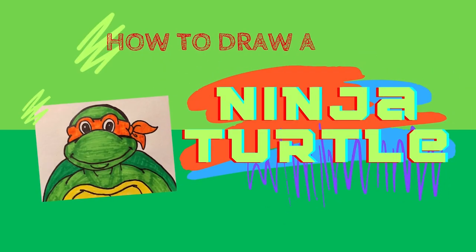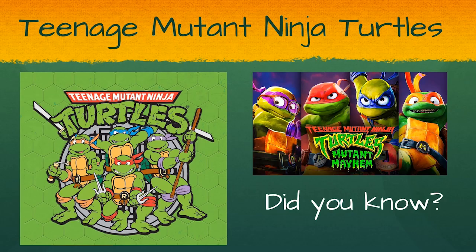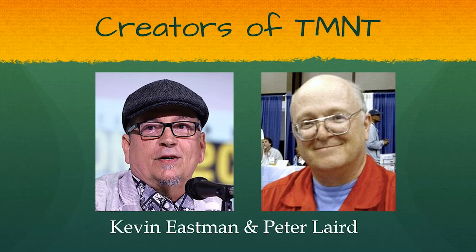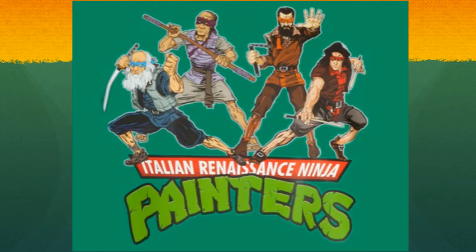Guys, today we're going to be learning how to draw a Ninja Turtle. But did you know that the Ninja Turtles were actually named after famous artists? So in the 1980s, Kevin Eastman and Peter Laird created the Ninja Turtles and named them based off of Italian Renaissance masters. These artists lived in the 14 and 1500s in Italy. Now, they weren't actually ninjas, but let's learn a little bit about who they actually were.